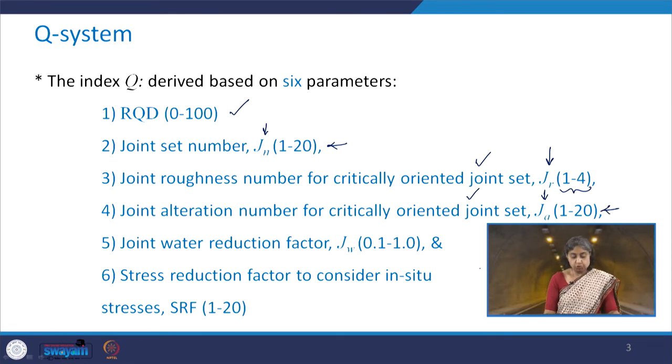Then the fifth one is joint water reduction factor, represented as Jw, and it can take the value between 0.1 to 1. And the final one is the stress reduction factor, used to consider the in situ stresses and denoted as SRF, whose value varies between 1 to 20. So these are the 6 parameters needed for each geological structural unit at the site to find out this index Q, based upon which we are going to classify the rock mass.